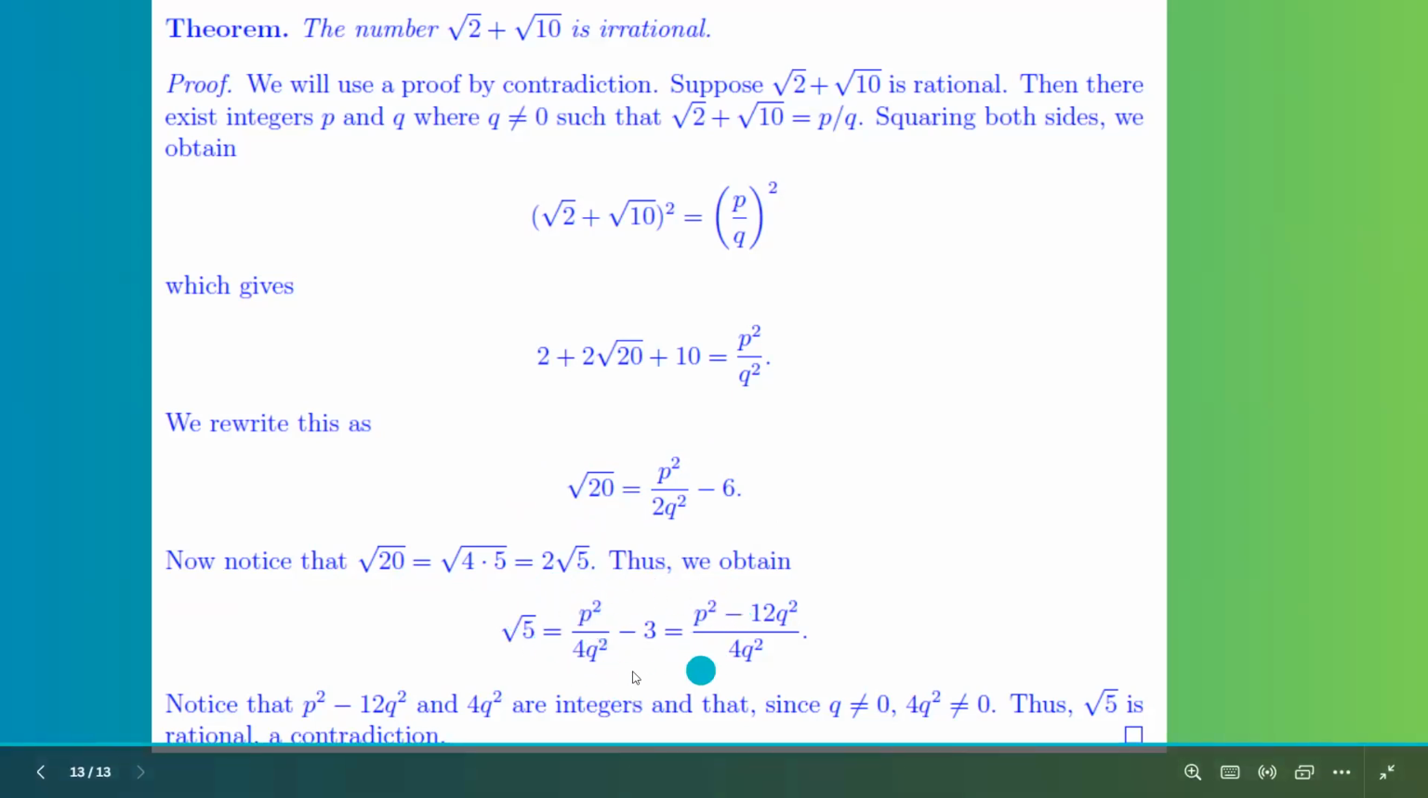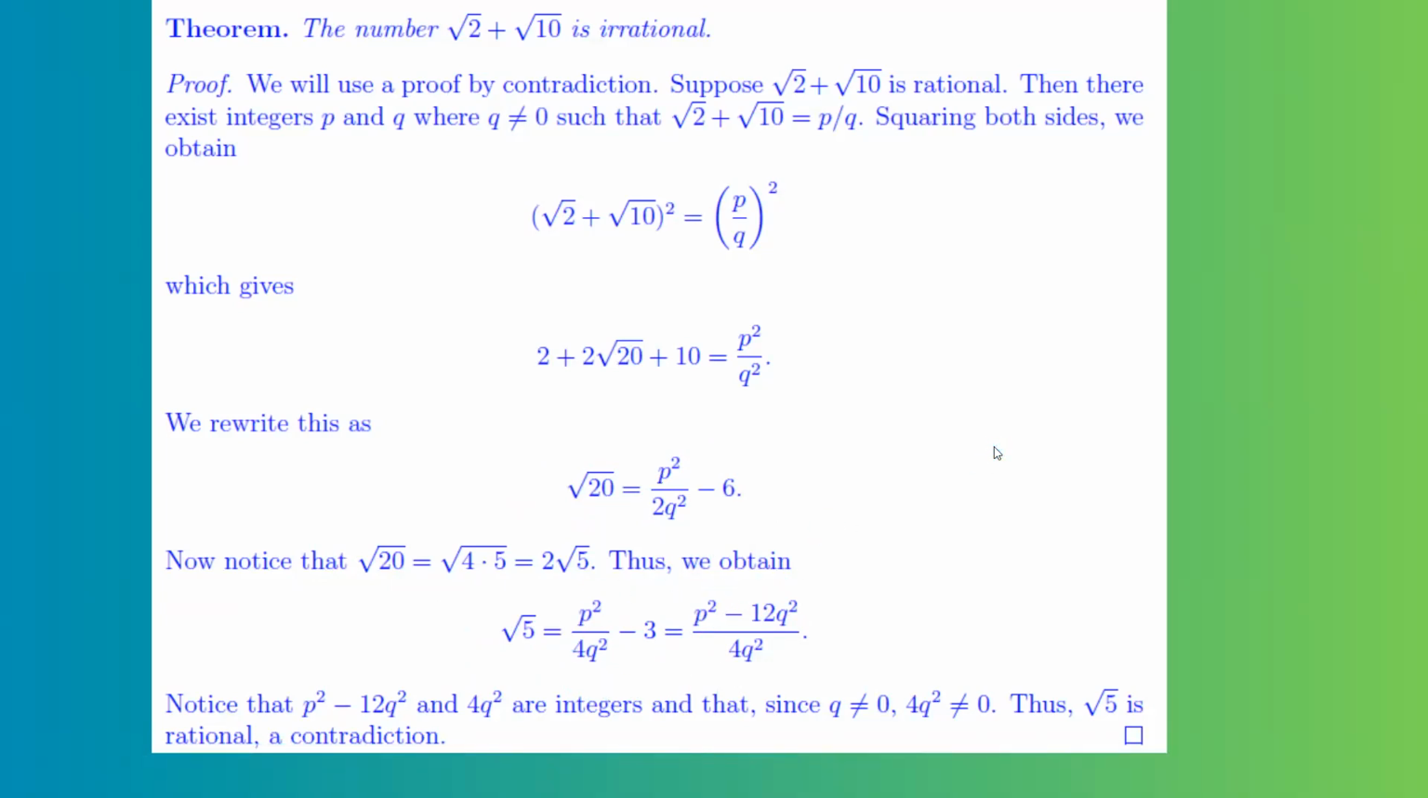It doesn't matter how you do the algebra. This number on the right-hand side is a rational number. So what do we have? We have square root of 5, which is definitely irrational, equals a rational number, which is a contradiction. Since it's a contradiction, this assumption that square root of 2 plus square root of 10 is rational is false. What's the meaning of that? It means that square root of 2 plus square root of 10 must be irrational.